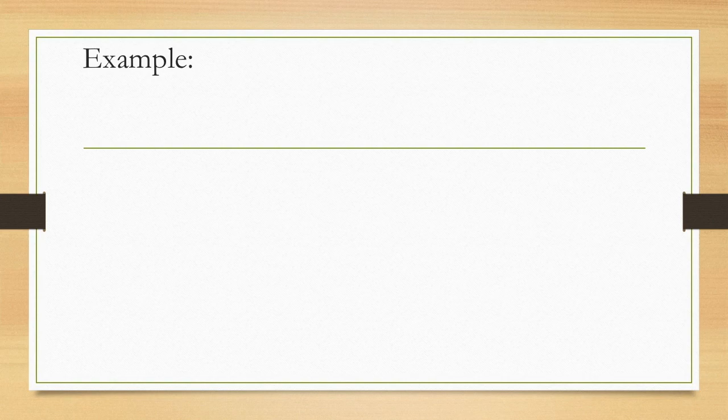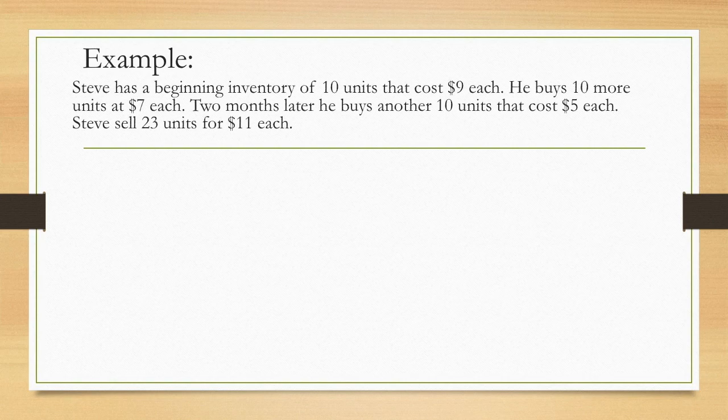Here's the same example, but in a deflationary environment. Steve has a beginning inventory of 10 units that cost $9 each. He buys 10 more units at $7 each, and 2 months later he buys another 10 that cost $5 each. He sells 23 units for $11 each.